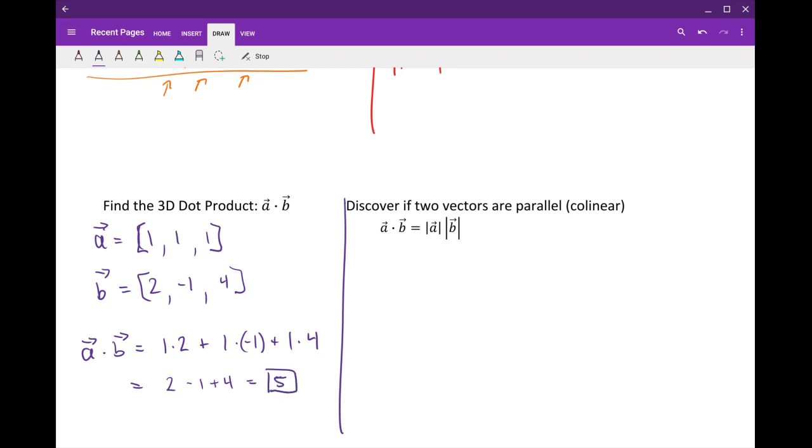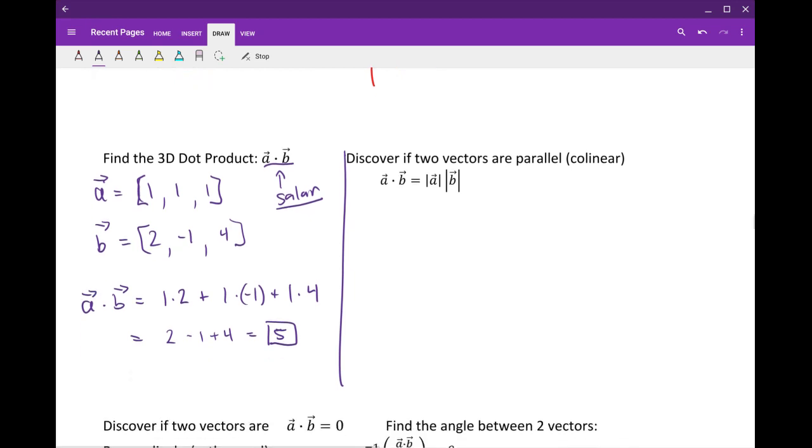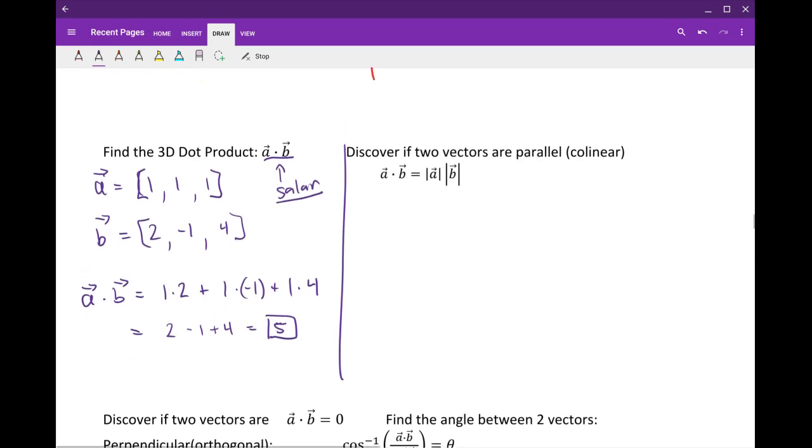And notice the dot product, the result of this, is a scalar. It's not a vector, remember, which is an important thing. And what are the applications of the dot product? Remember, we already talked about it. You can determine the angle between two vectors, even in 3D, using the dot product, which we'll do down here, it looks like.